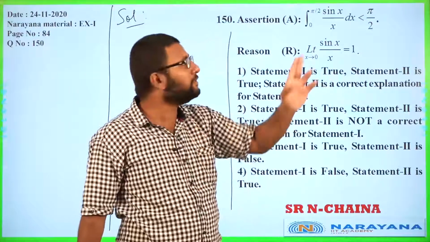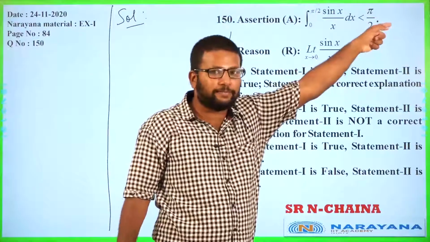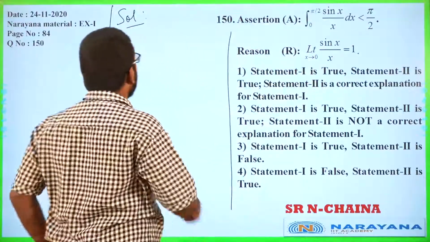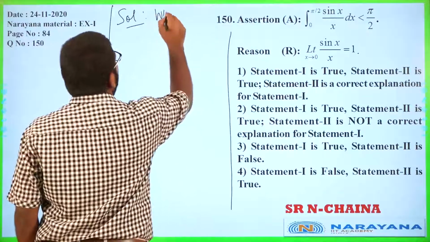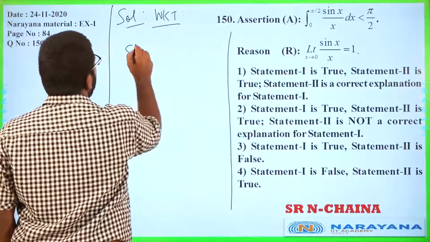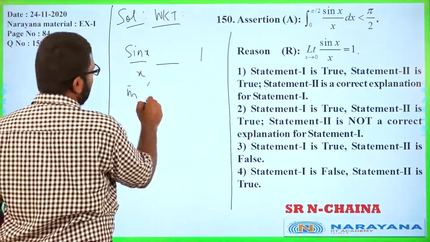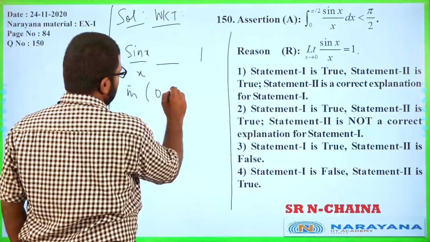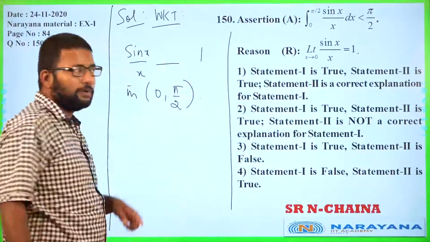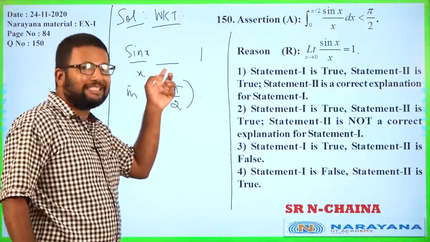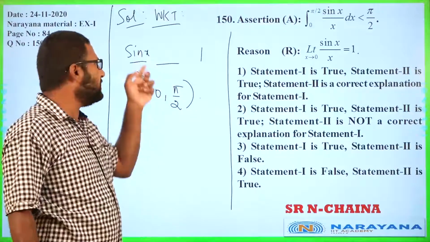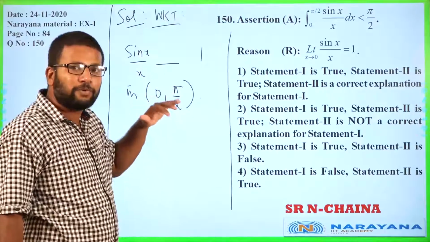So now basically we need to compare sin x by x with 1. So think about it. We know that sin x by x compared to 1 in 0 to pi by 2. Now what should I put here? Less than or more than or equal to? Definitely it is not equal to. Should it be less than or more than?